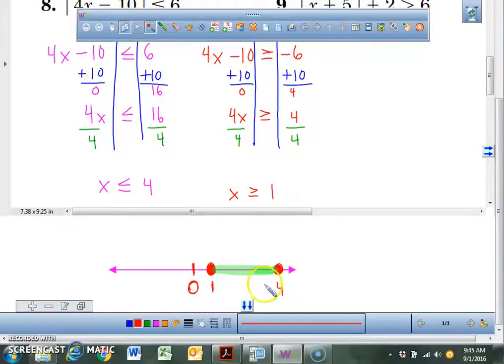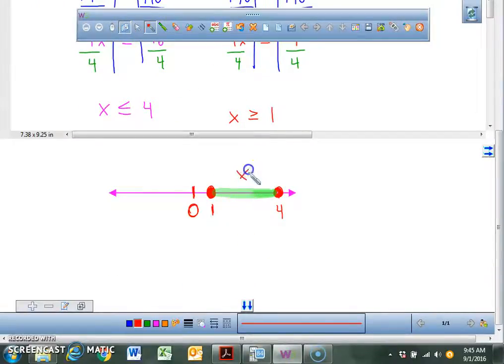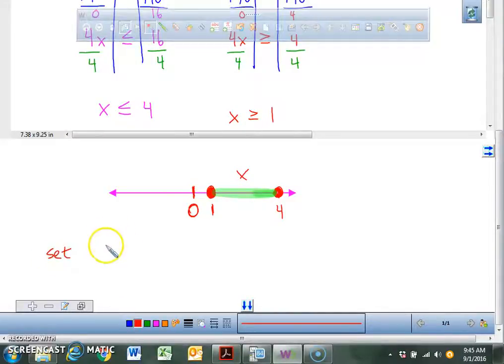So, all of your x values are between the 4 and the 1. But then, something you haven't done in a while that you need to know how to do is set builder notation. Oh my gosh, that was like last year. Set builder notation. So how do I write this as a solution set for the inequality?